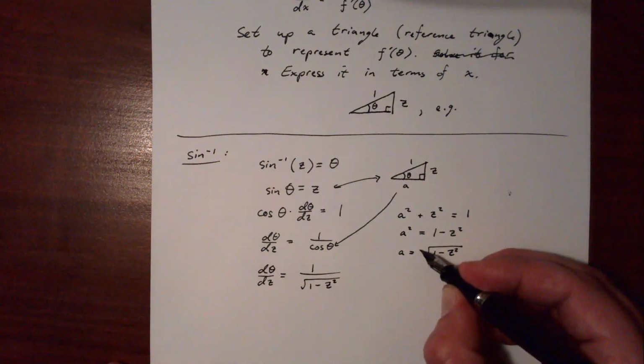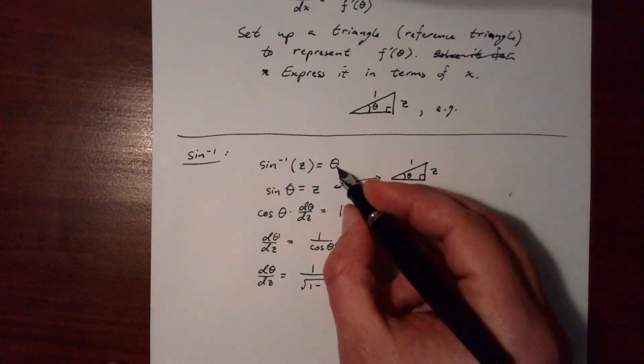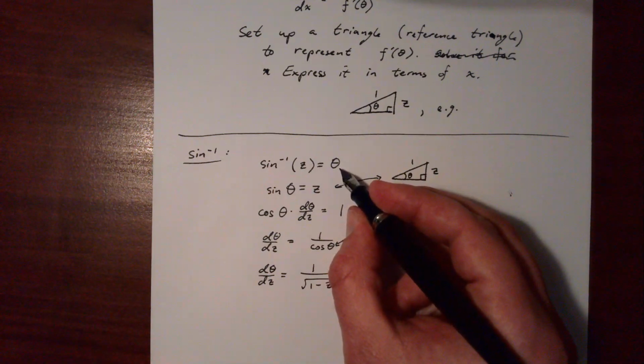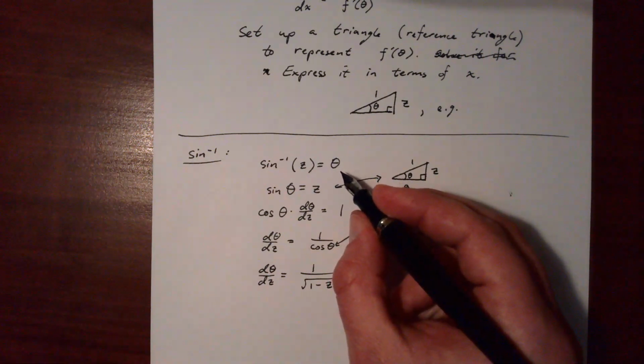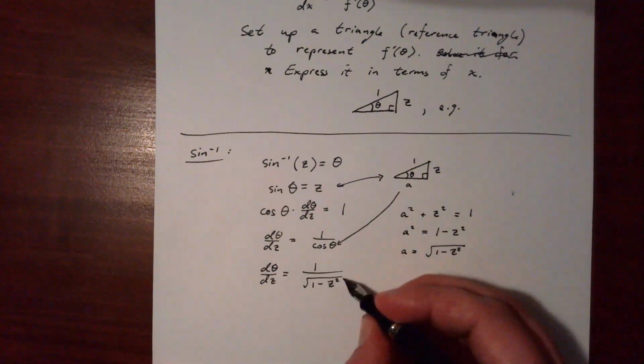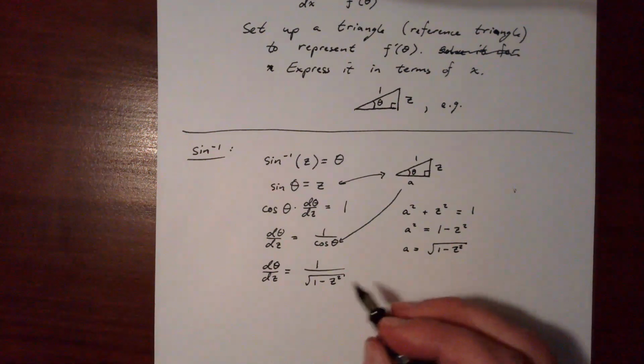So one thing about this a here is that it is referring to an angle that is a possible output for sine inverse, and so that means it's going to be an angle between negative pi over 2 and pi over 2, and the cosine of any such angle is going to be positive. So that means we don't have to worry about the minus situation, it's only the plus situation.